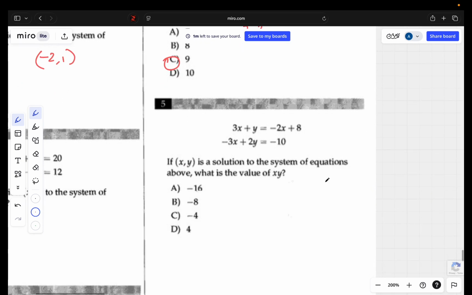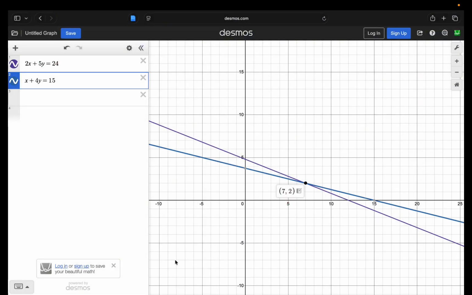Next question, we need to find the value of x times y. So let's first simplify this. We can bring the 2x on this side, so that becomes 3x plus 2x, which is 5x, plus y is going to be 8. That's the first one simplified. The second one is negative 3x plus 2y is negative 10. So 5x plus y is 8.